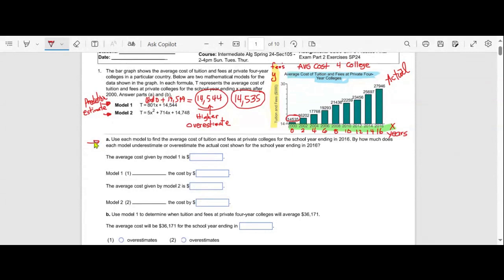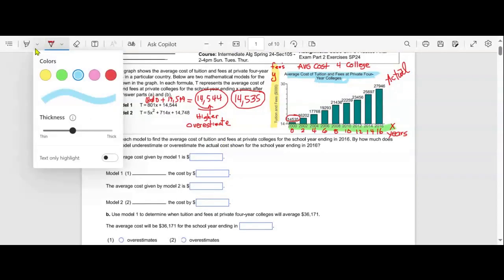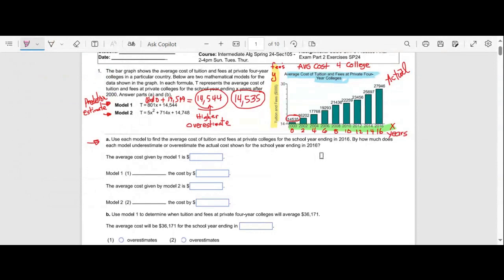Please read the requirement, the question. Part A. Use each model to find the average cost of tuition and fees at private colleges for the school year ending in 2016. By how much does each model underestimate or overestimate the actual costs shown for the school year ending in 2016?